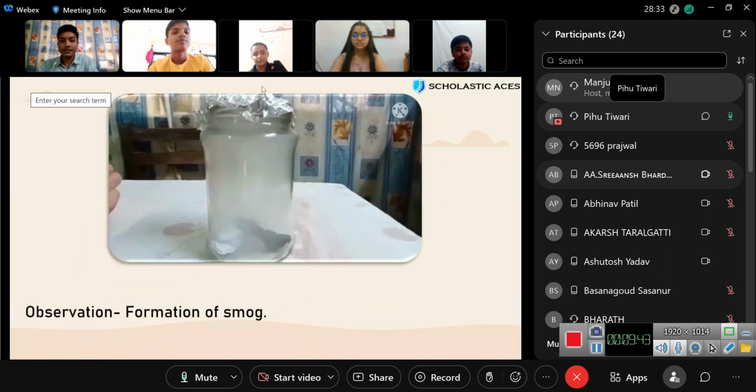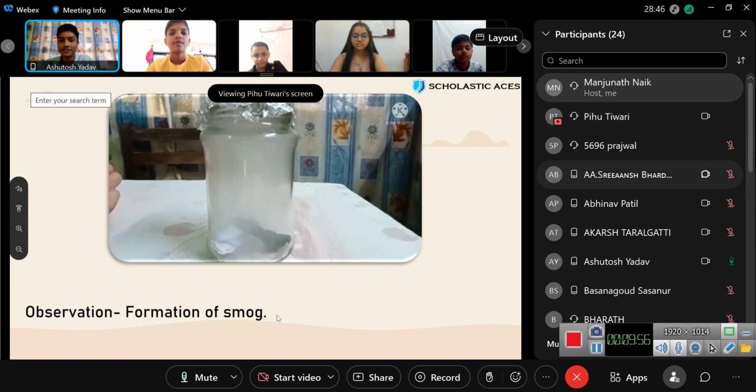At last, we see smog is formed inside the jar. It is because the smoke from the paper and the cold air from the ice are combining with each other and the formation of smog is taking place inside the jar.